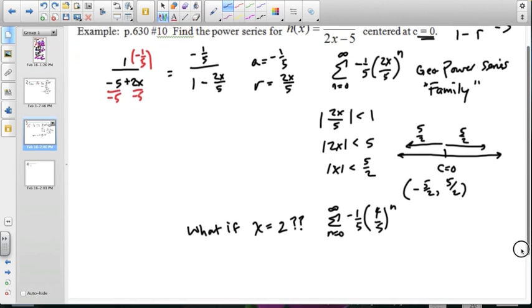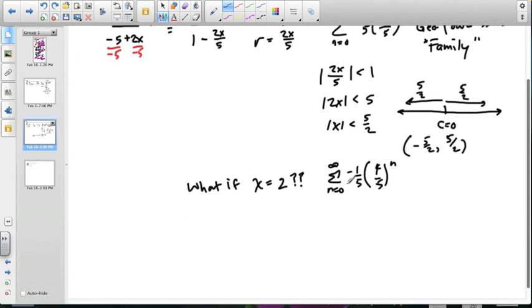So at this point, if x is equal to 2, here's my geometric series. We know it's convergent. We can find its sum, right? A over 1 minus r. So we can find negative 1/5 over 1 minus 4/5. So that's negative 1/5 over 1/5. So that sum is negative 1.